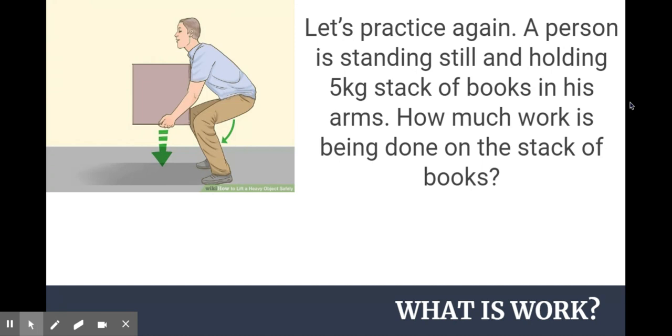Well, if you recall, we had something similar to this. I had a student at the beginning of class start holding some books just to illustrate this very point. If the person is standing still, what's the displacement of those books? Well, the displacement is 0. Since there's no displacement, there's no work being done.